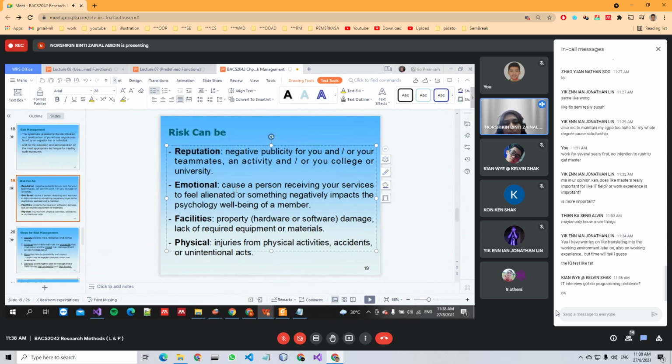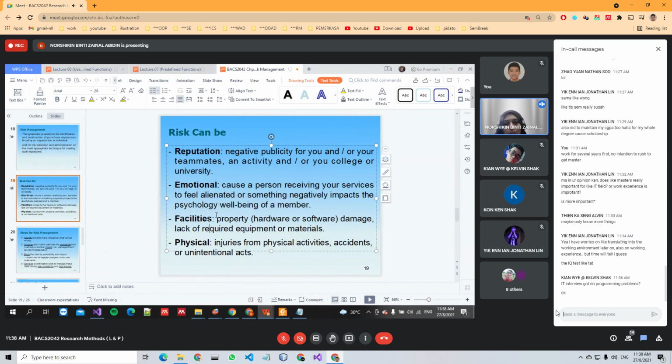Emotional is when a person receiving your service feels alienated, or something negatively impacts the psychological well-being of a member. So like I said, be nice to your members, be nice to your friends. They have feelings, so when you want to say something, you need to filter, think about what you want to say, filter your words, filter your actions.